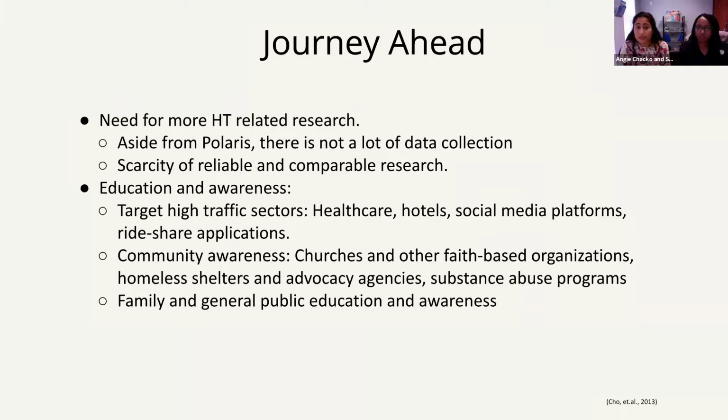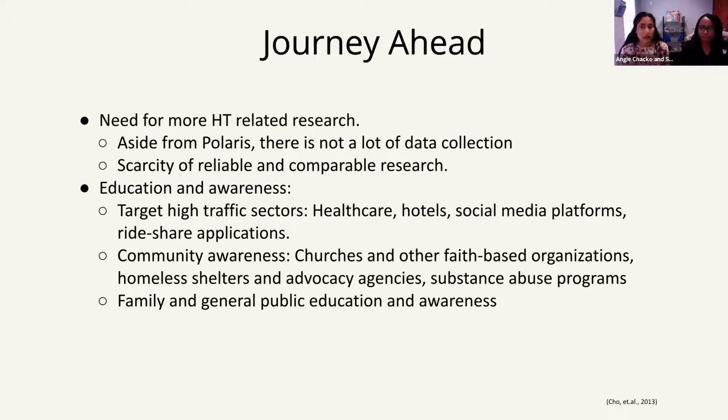So this is what we do, and what have we noticed needs to be done in order to better our ability to care for these patients? A huge thing is that there's more need for HT related research. There's not a lot of sources that can provide reliable research. A big one, like I said, was Polaris, and they basically go off of the hotline, as well as their other services that allow them to interact with these victims.